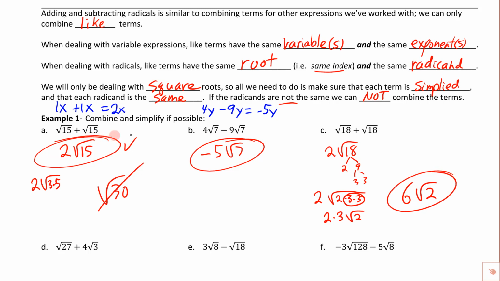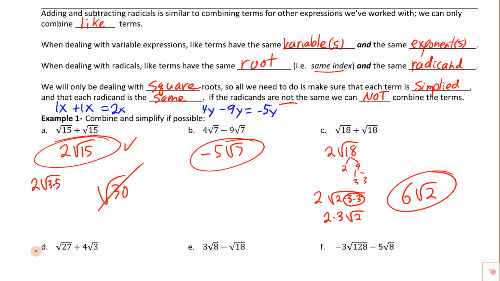Now you'll notice that on each one of these they kind of looked like they're like terms. A radical 15 here and a radical 15 here, a radical 7 here and a radical 7 here, and then a radical 18 and a radical 18. So it kind of looked like they were the same. The ones down here, they do not look like they're the same, but don't give up on them just yet.